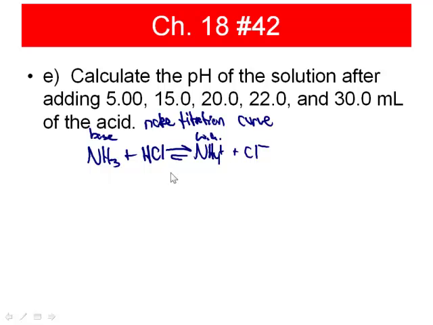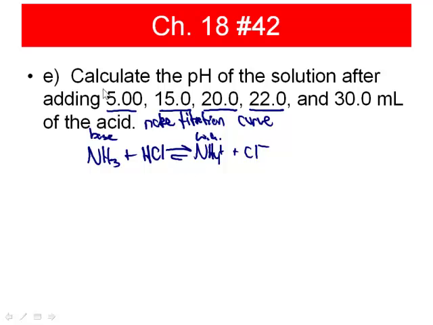So you can think, guys, that at this point here, 5 milliliters of the acid added, 15 milliliters of HCl added, 20 milliliters of HCl added, 22 milliliters of HCl added. At each of these points, as we continue to add our titrant, the acid, we're going to neutralize more and more of the ammonia. As we do that, we're going to produce the conjugate acid. At each of these points, guys, what we're going to have is a buffer solution.